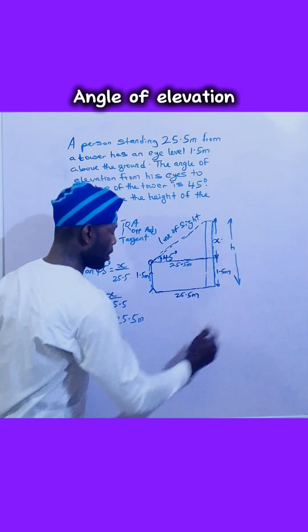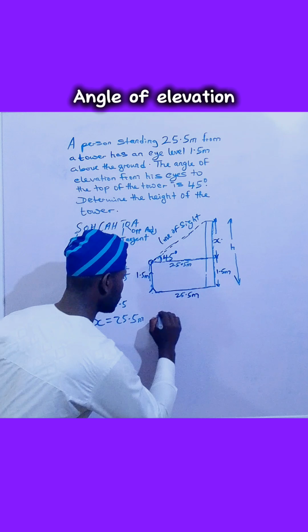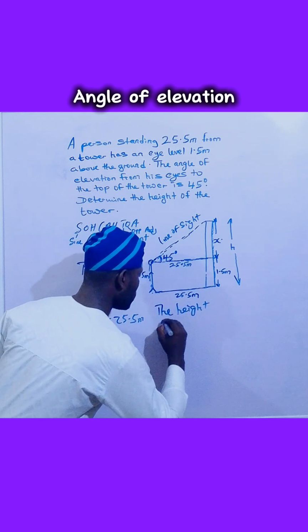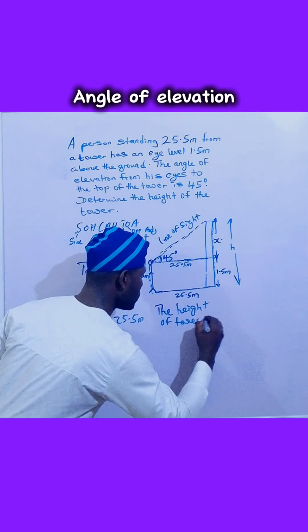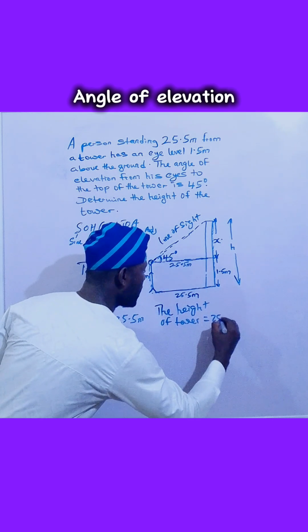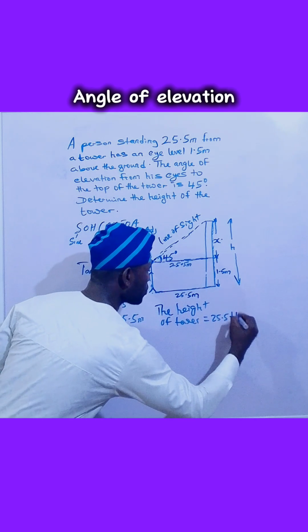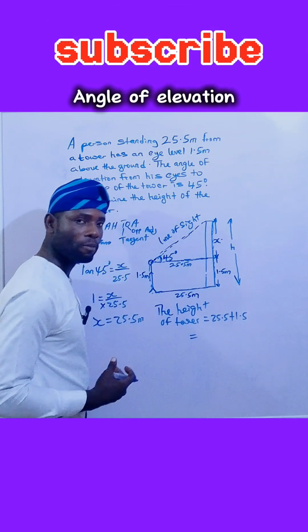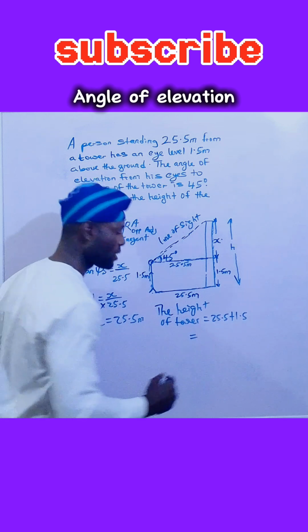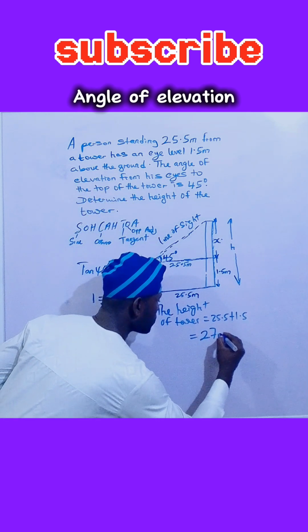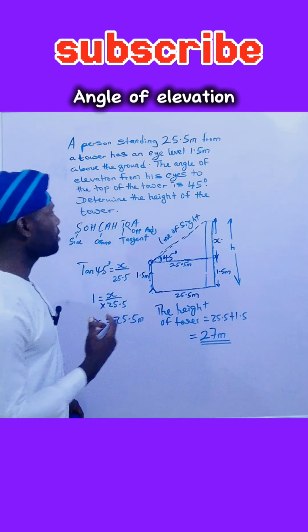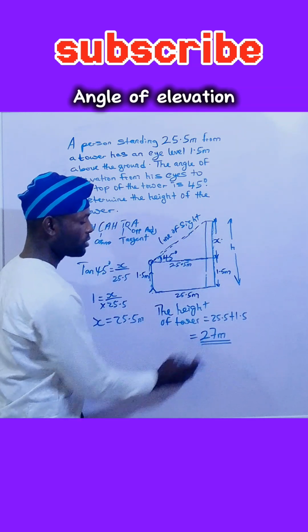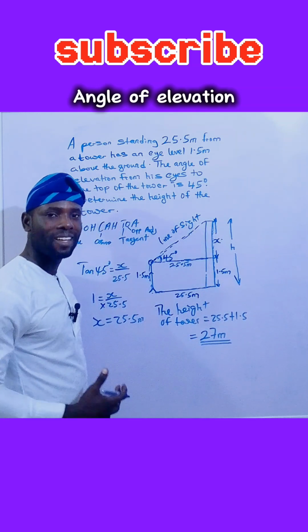The height of the tower will be 25.5 meters plus 1.5 meters, which is 27 meters. Therefore, the height of this tower is 27 meters. That is it.